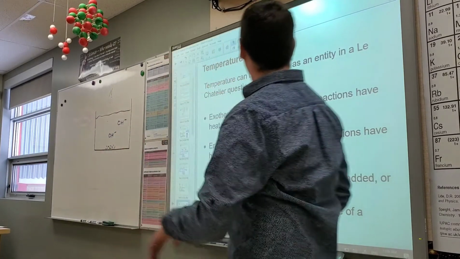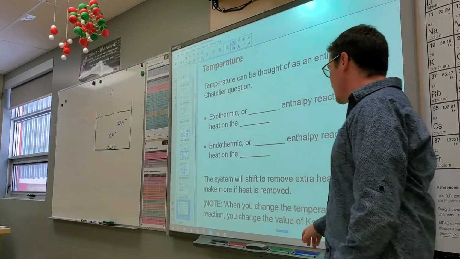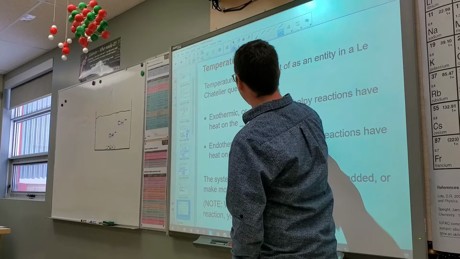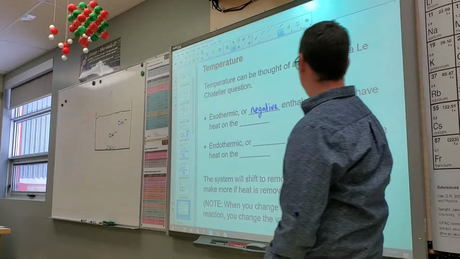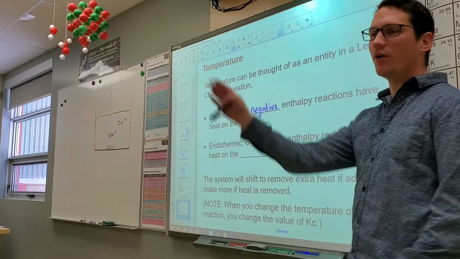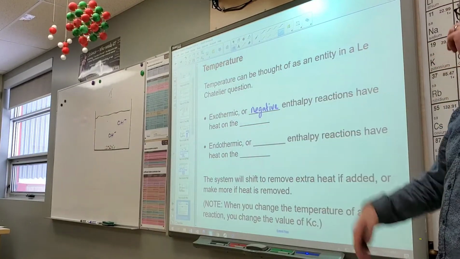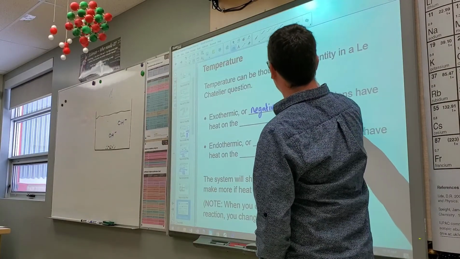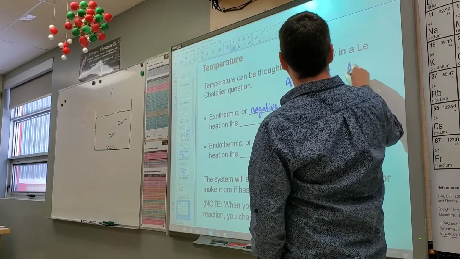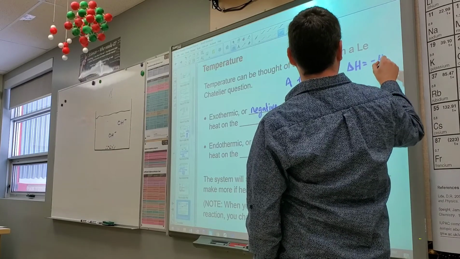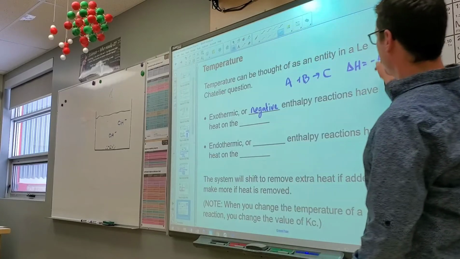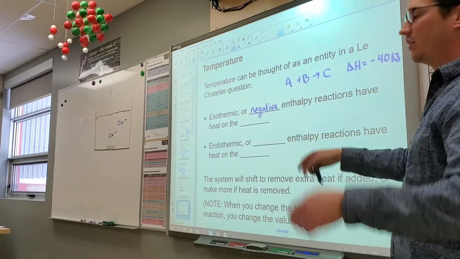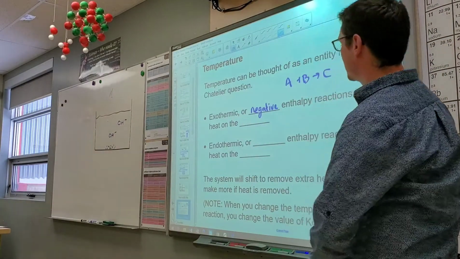Temperature can be thought of as an entity in Le Chatelier's principle. So exothermic reactions are also negative enthalpy. You don't know what the word enthalpy means, and that's totally fine. It's okay. Don't worry about it. What that means is if I have a reaction A plus B gives me C, I'm expressing this as the reaction is losing energy. If something loses energy, it's giving it away to its surroundings. So that's what an exothermic reaction is.